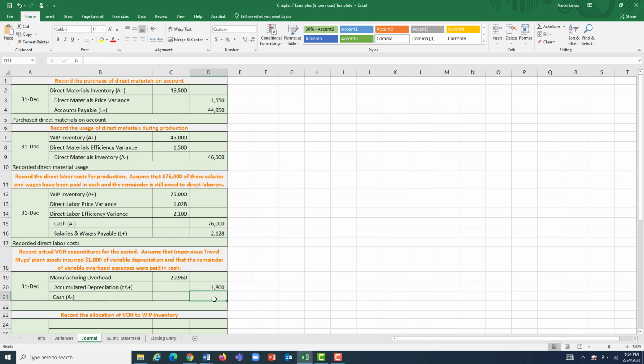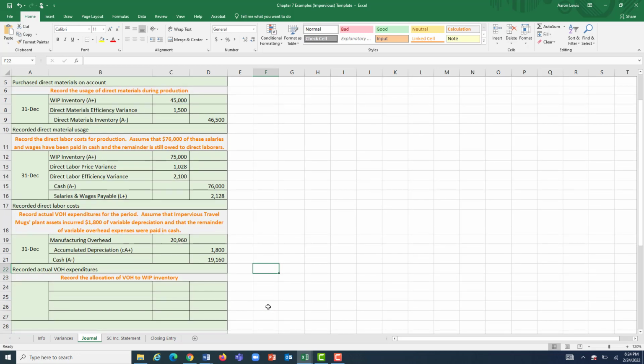And the difference between these two is for overhead expenditures, which were paid for in cash. Well, the difference between those two numbers is $19,160. That's the amount of cash we've had to transfer to pay for our indirect materials and our indirect labor, etc. We recorded our actual VOH expenditures. So now variable overhead has contributed $20,960 to the pool.